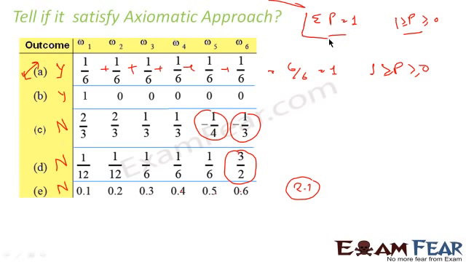To reiterate, the sum of probabilities should be equal to 1 and all the individual probabilities should be greater than or equal to 0 and less than or equal to 1. The first condition satisfies both, so it follows the axiomatic approach. The second also satisfies. The third, fourth and fifth don't satisfy.